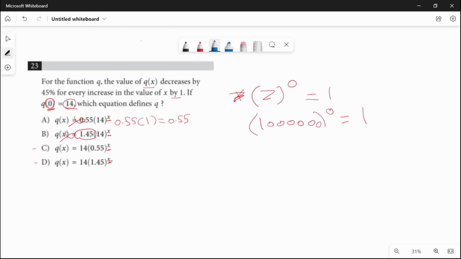Now let's have another look into the question. The question says the value of q of x decreases by 45% for every increase of x. A ratio greater than 1 means that the function is increasing, and a ratio less than 1 means that the function is decreasing. Okay, in answer D we have a ratio that's greater than 1. 1.45 is greater than 1. Therefore, answer D is incorrect. So we will be left with answer C.